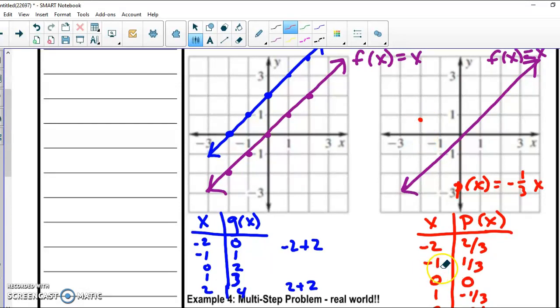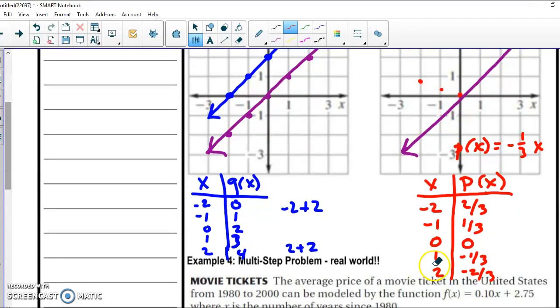My second point, -1/3, so I will go left 1 and up 1/3. Then I have the origin, 0, 0. My fourth point is 1, -1/3, so I'm going to go right 1 and down 1/3. And my fifth point is positive 2, -2/3. So I'm going to go right 2 and down 2/3.